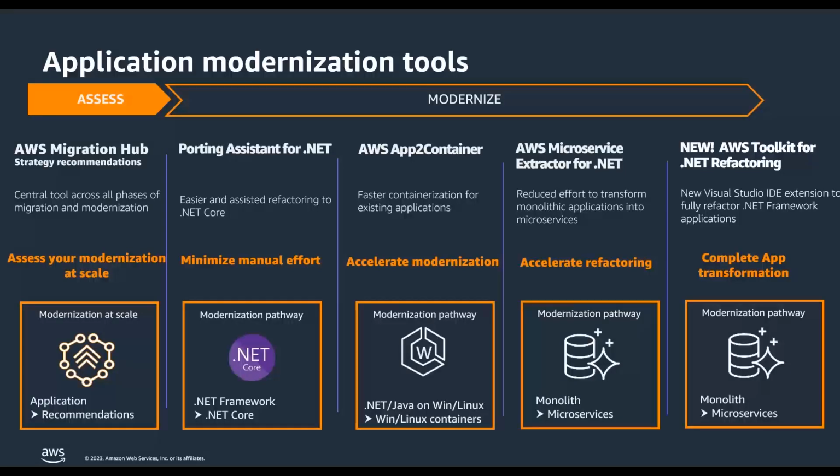In the modernization stage, we have Porting Assistant for .NET, which helps refactor the old .NET implementation to the latest .NET Core. We have App2Container, which we will discuss later. And if you want to transform a monolithic application into microservices, you can use Microservice Extractor for .NET or the AWS Toolkit for .NET refactoring to do the complete app transformation. For a deep dive into all these various tools, please check out our other webinars that we host on a regular basis, or you can check out the previous webinar recordings.